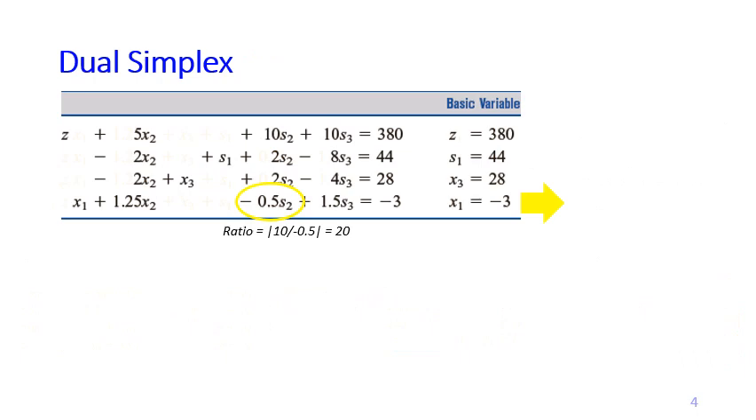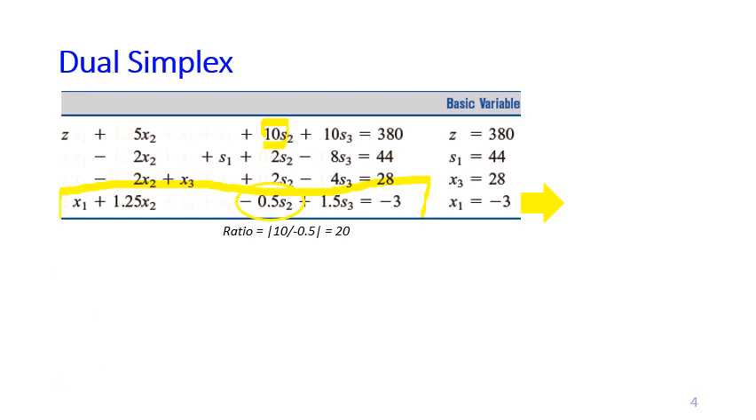So in the dual simplex, we first pick the most negative right-hand side. Here it is x1 equals minus 3. And then using that row as the pivot row, we check all the variables that have negative coefficients. Here it is only s2 with minus 0.5. So the ratio is the absolute value of 10 divided by minus 0.5, which equals 20.